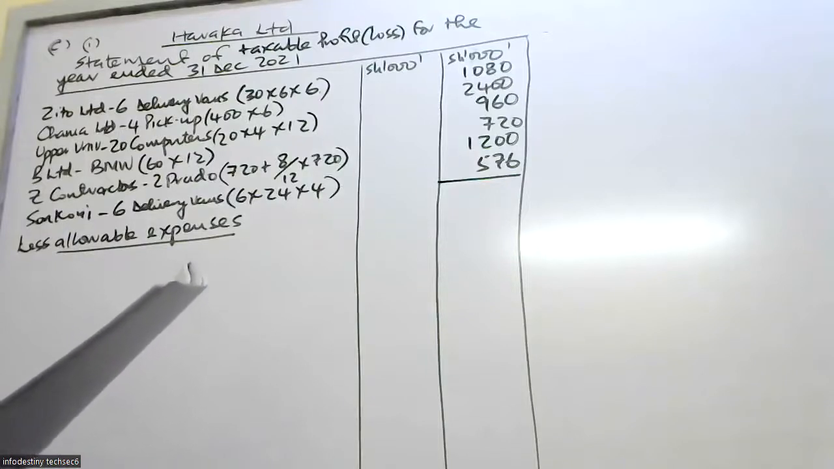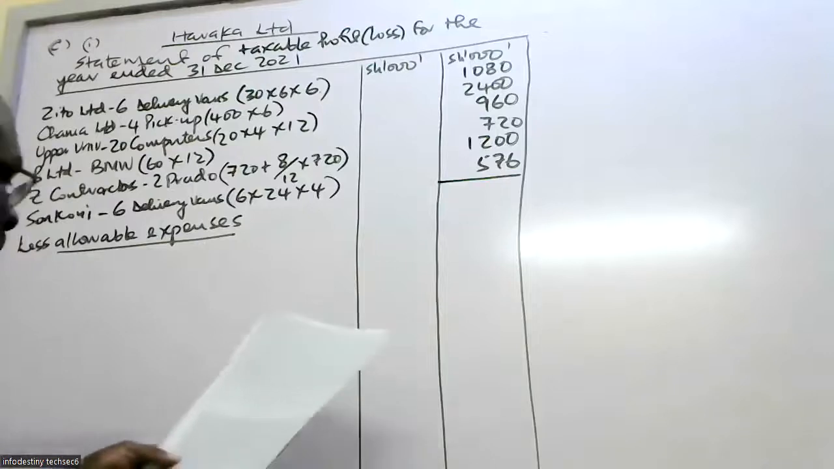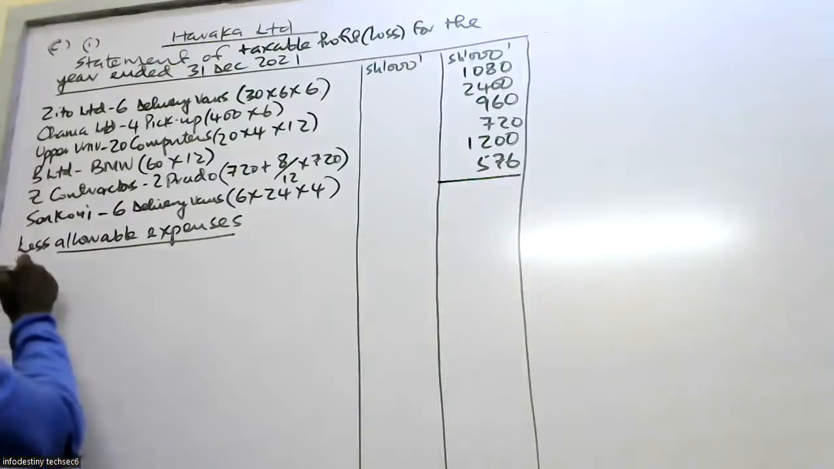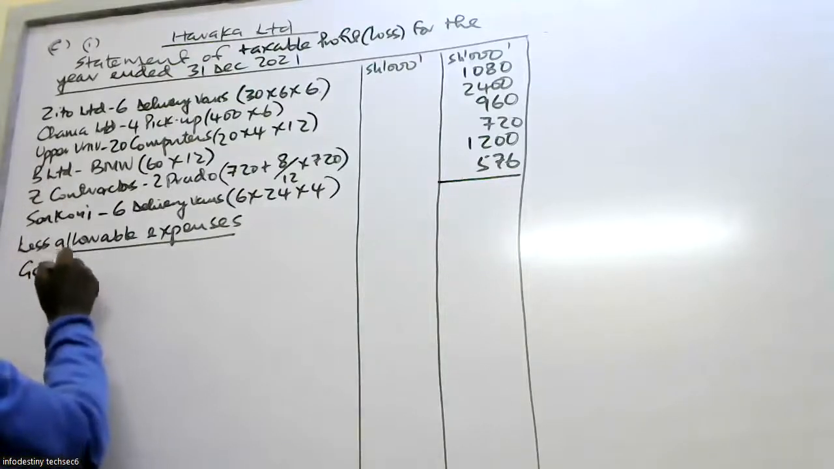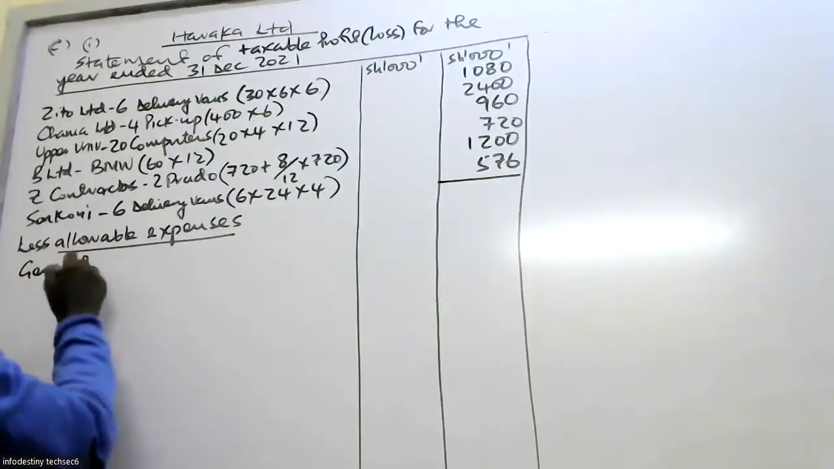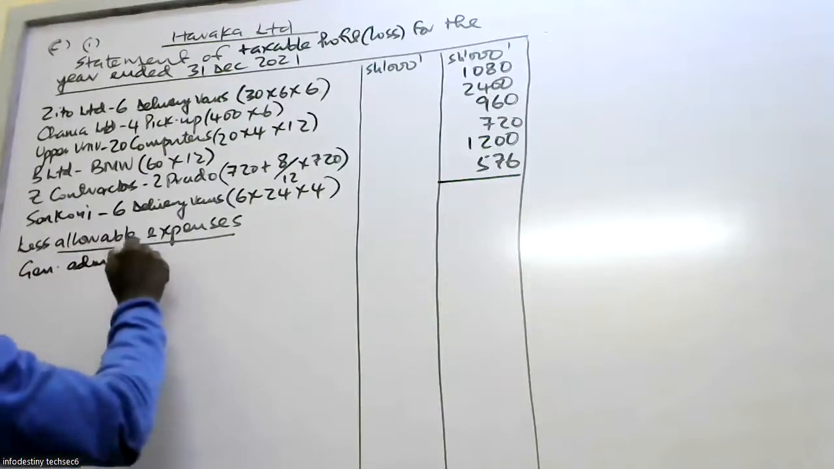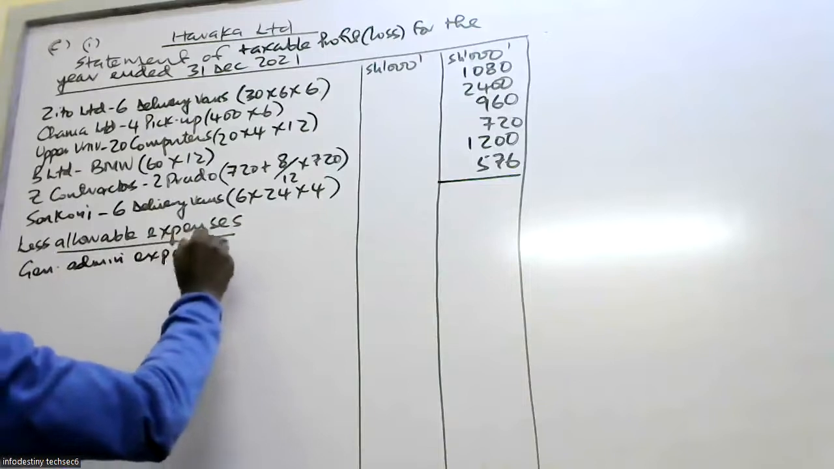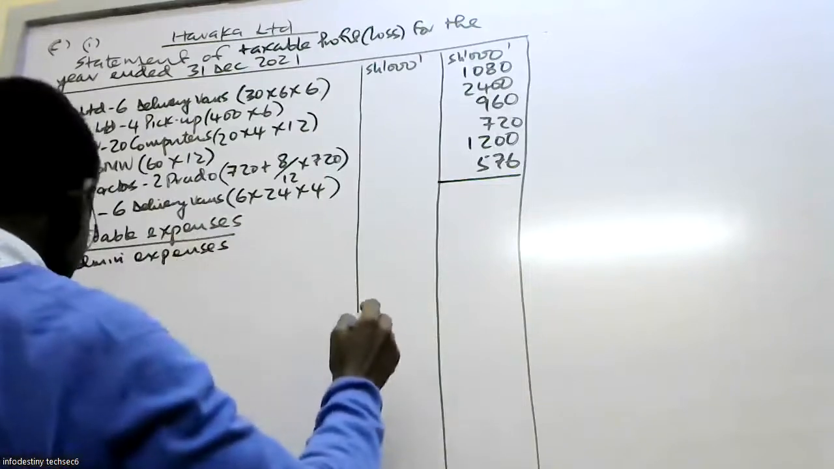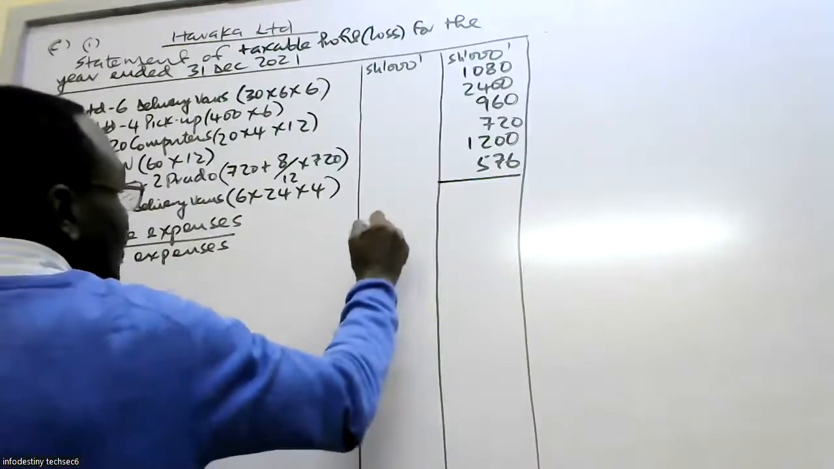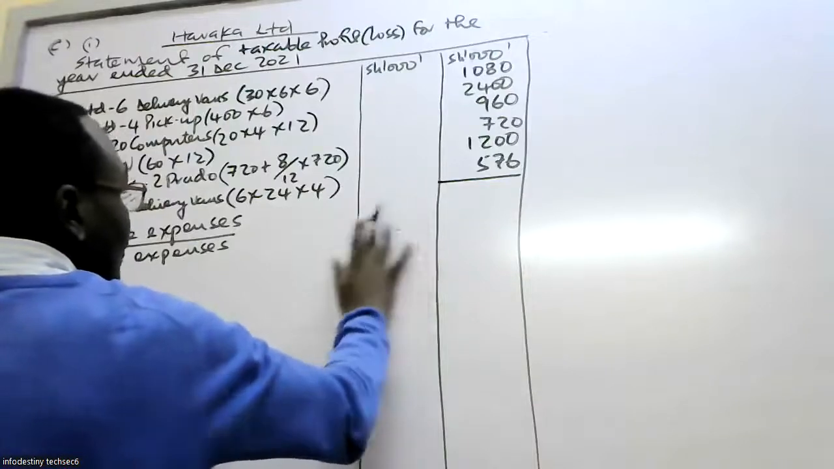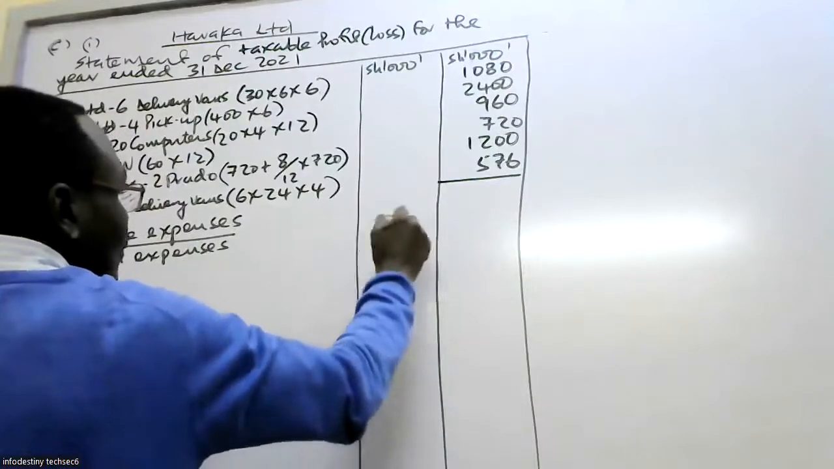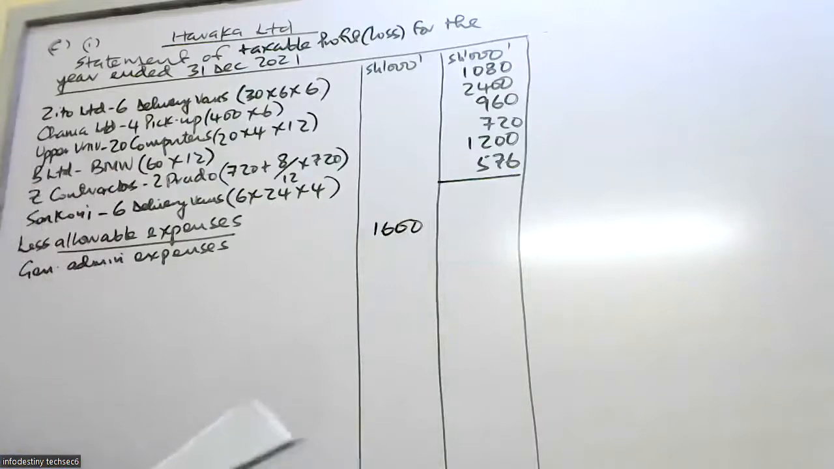Note 2: Haraka Limited incurred the following expenses in the course of the year. They are general admin expenses, which are allowable. So general admin expenses was 1,600,000.